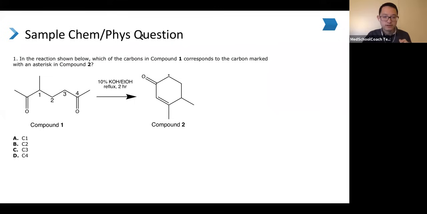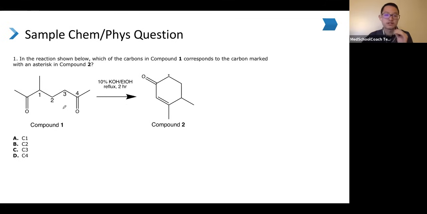question. First of all, this is fairly standard as an MCAT question, and of course, you'll probably recognize this is organic chemistry. The question is asking, in the reaction shown below, which of the carbons in compound 1 corresponds to the carbon marked with an asterisk shown in compound 2? There are a couple of ways you can approach this. The first way is basically a brute force approach, saying, this is chemistry, I'm going to use my knowledge of science to approach this question.